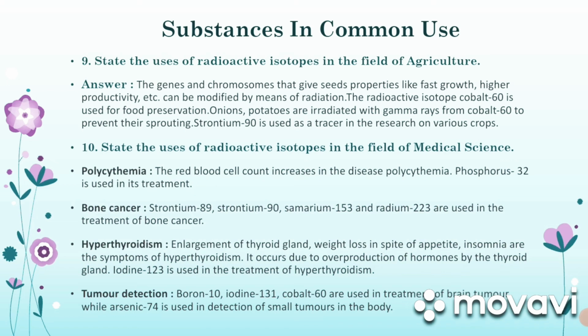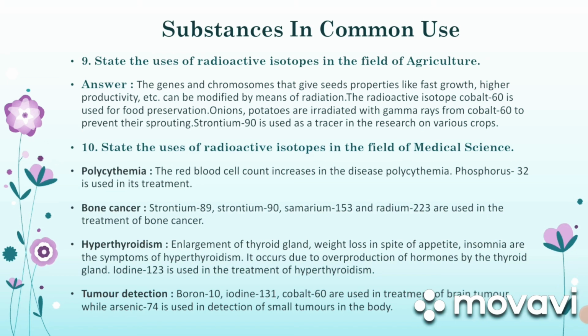Question 10. State the uses of radioactive isotopes in the field of medical science. Polycythemia. The red blood cell count increases in the disease polycythemia. Phosphorus 32 is used in its treatment. Bone cancer. Strontium 89, strontium 90, samarium 153 and radium 223 are used in the treatment of bone cancer.